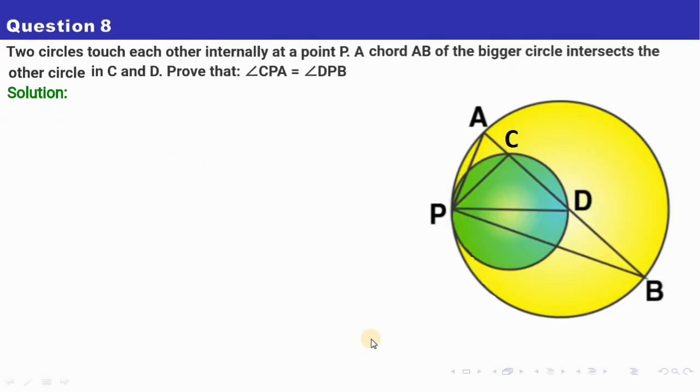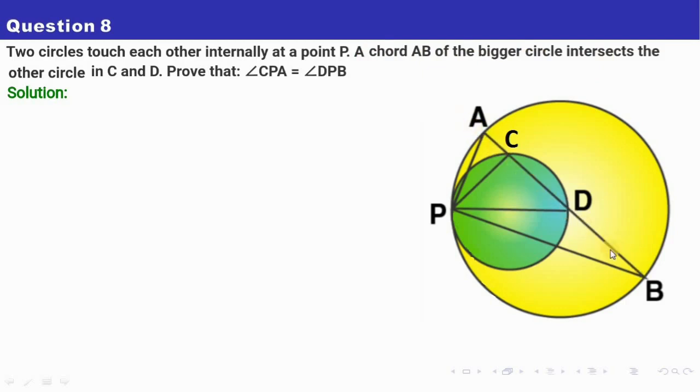Okay, let us move on to the last question of the day. The question says, two circles touch each other internally. You can clearly see from the diagram, there are two circles which touch each other internally at point P. Now, a chord AB of the bigger circle. So AB is the chord of the bigger circle, as you can clearly see from the figure.